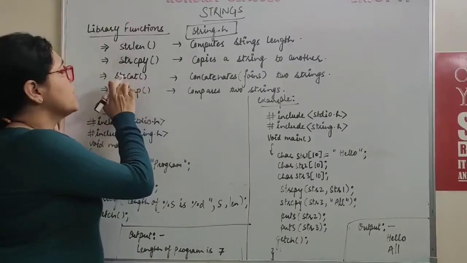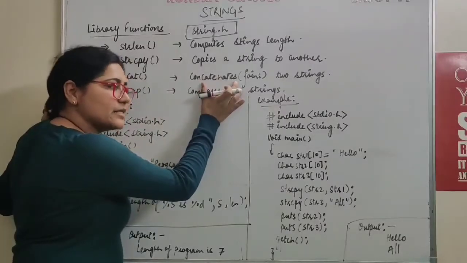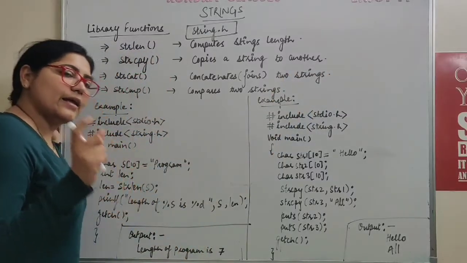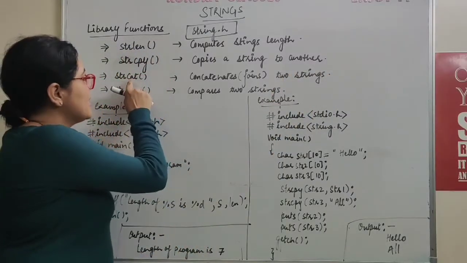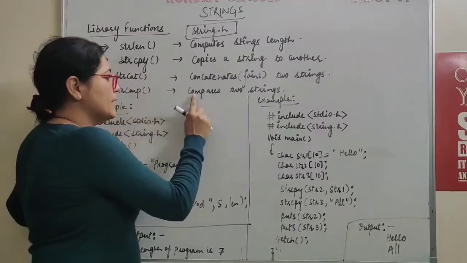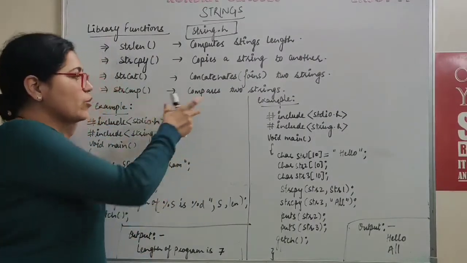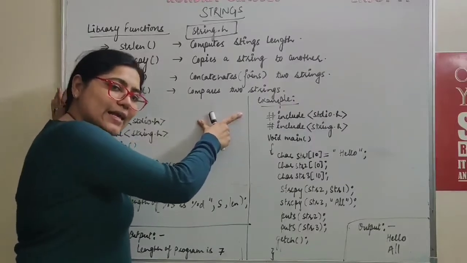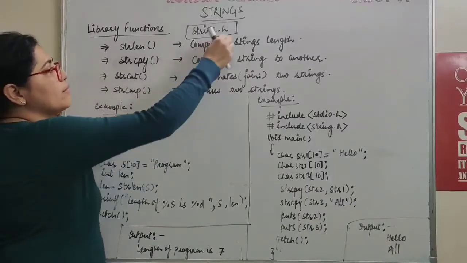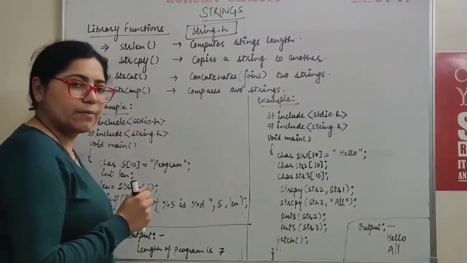Then another function is strcat. This function concatenates, or you can say joins, two strings. दो strings को concatenate करना है या join करना है, तो आप strcat use कर सकते हो. strcmp compares two strings. दो strings को compare करता है और आपको बताता है कि दोनों strings equal हैं या नहीं, same हैं या नहीं. So these are all library defined functions, standard library functions, और आपको string.h header file इसके लिए अपने प्रोग्राम में add करनी पड़ेगी.